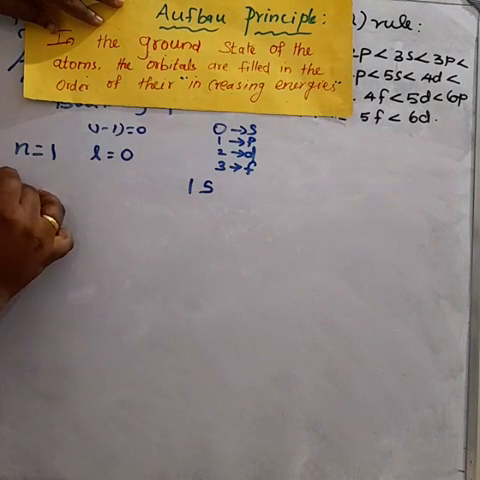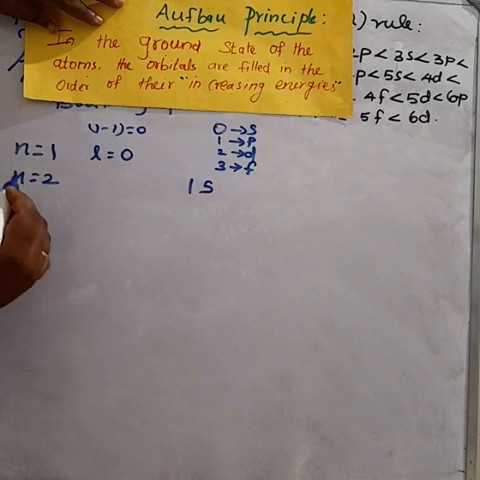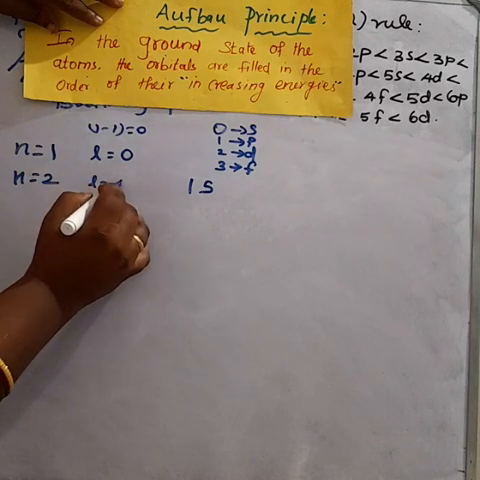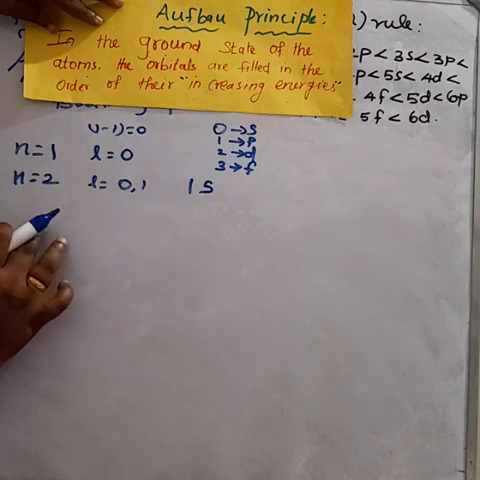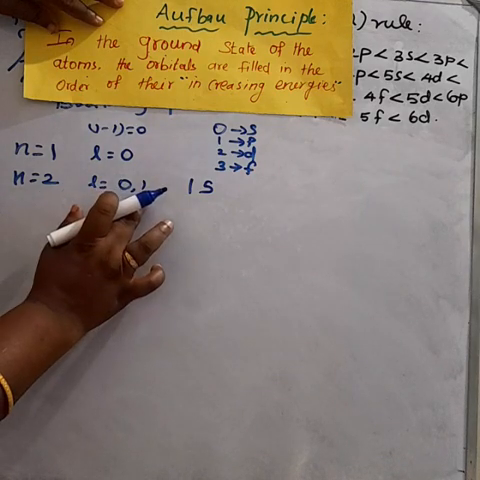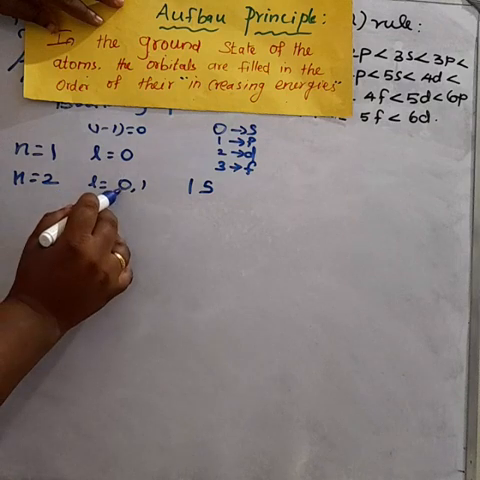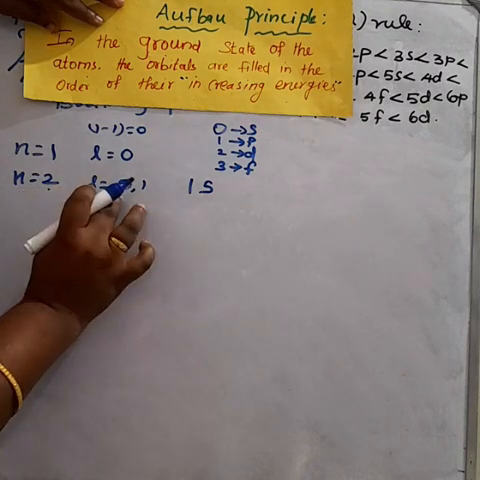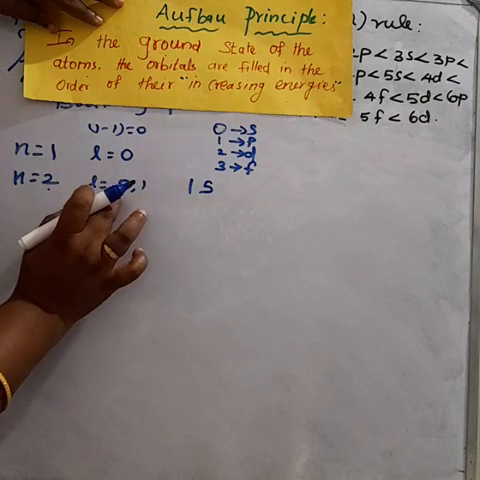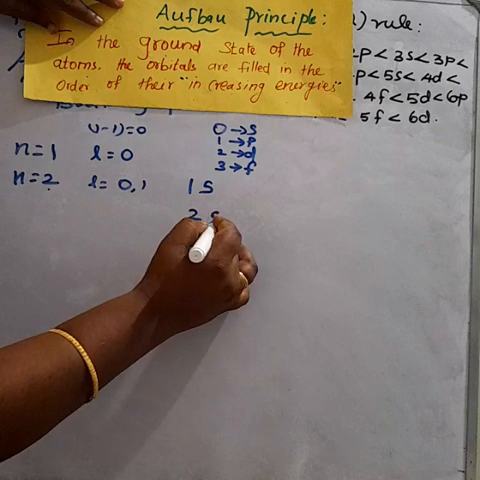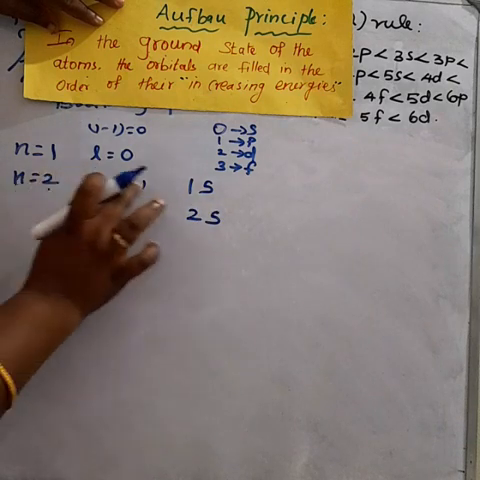n is equal to 2 means what is the l value? 0 and 1, starting from 0 to n minus 1. Here n value 2, so 2 minus 1 we get 1, so 0 and 1. What is the orbital name? Principal quantum number 2 with l value 0, we write 2s. And n value 2 with l value 1, we write 2p.